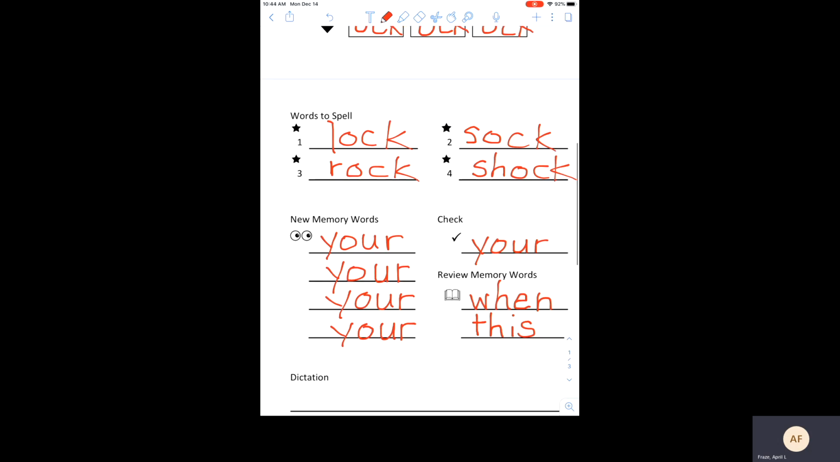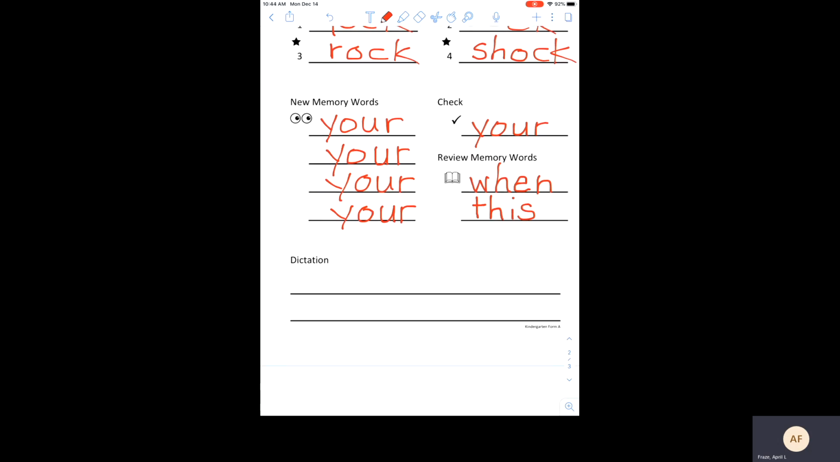Our sentence today is, the rock is big. The rock is big. Say it to the sky. The rock is big. Say it to the floor. The rock is big. Say it to yourself. The rock is big. What's the first thing we need to write for the rock is big? If you know, go ahead and write it on your paper.